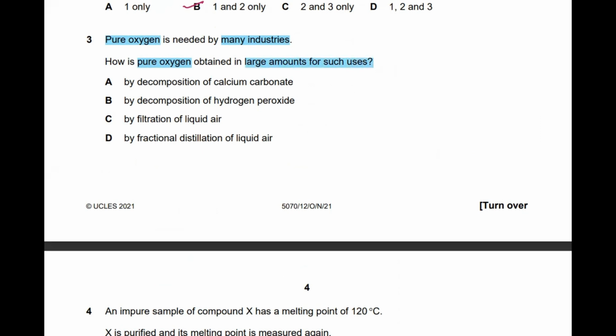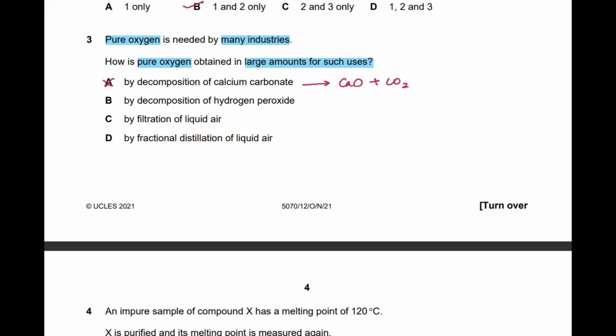And we have studied this in the air and environment chapter, that the oxygen we get is by the fractional distillation of the liquid air. So oxygen for large scale purposes, right? We will not get it by the decomposition of calcium carbonate. Basically, decomposition of calcium carbonate will give you calcium oxide and carbon dioxide.